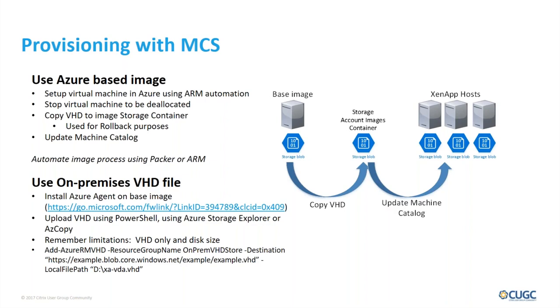But as I mentioned, you can use Azure Resource Manager for automation, or you can use a third-party tool like Packer. And if you want to upload an on-prem VHD file, you need to install the Azure agent in it. It needs to be VHD, and then you can upload a VHD using some form of tool. So you can use PowerShell, Azure Storage Explorer, or AzCopy. There's an example PowerShell script that you can use to just upload it to your specific storage account.